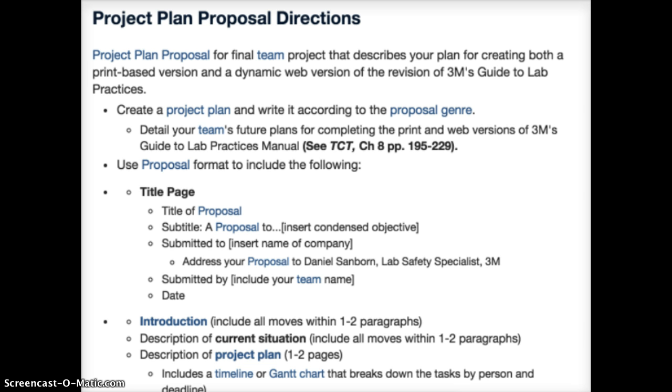So remember, you're going to create this project plan. You want to use the proposal genre. If you can't remember how that genre looks or how it operates, you can go back to Chapter 8 and review over that. And remember that your proposal has to do with completing the revision of 3M's Guide to Lab Practices. You're going to create two versions. You're going to have a print version and a web version.